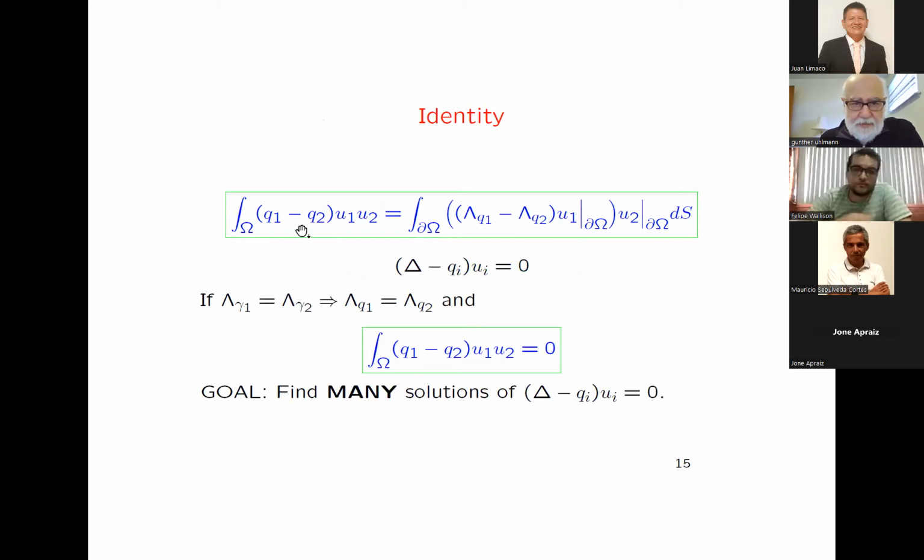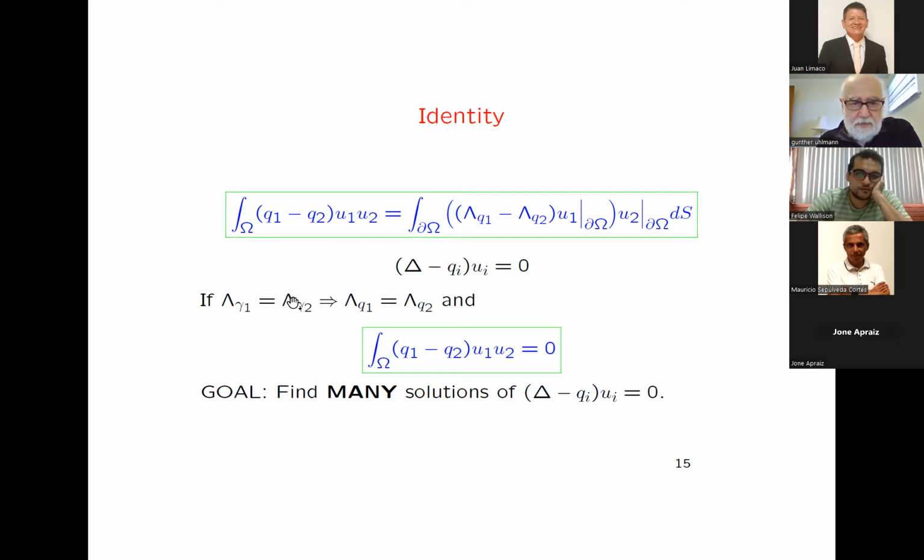And there is a very simple identity, which is integration by parts. It's just Green's formula, which relates the information on the potential to the information on the boundary, which is the Dirichlet-Neumann map. So the difference of the potentials times the product of solutions of different equations gives you information on the boundary of the difference of the Dirichlet-Neumann maps. So this is linear in Q, the difference of the Q here. The nonlinearity appears in that U1 depends on Q1, U2 depends on Q2.